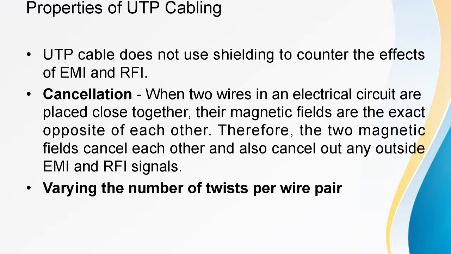UTP cable does not use shielding to counter the effects of EMI and RFI. Cancellation: when two wires in an electrical circuit are placed close together, their magnetic fields are the exact opposite of each other. Therefore, the two magnetic fields cancel each other and also cancel out any outside EMI and RFI signals. Varying the number of twists per wire.